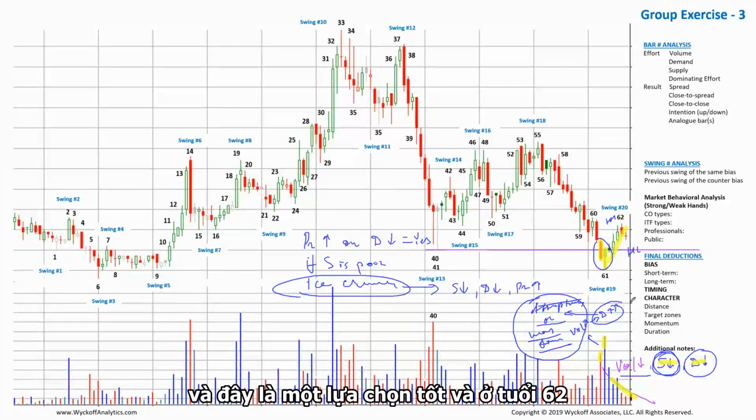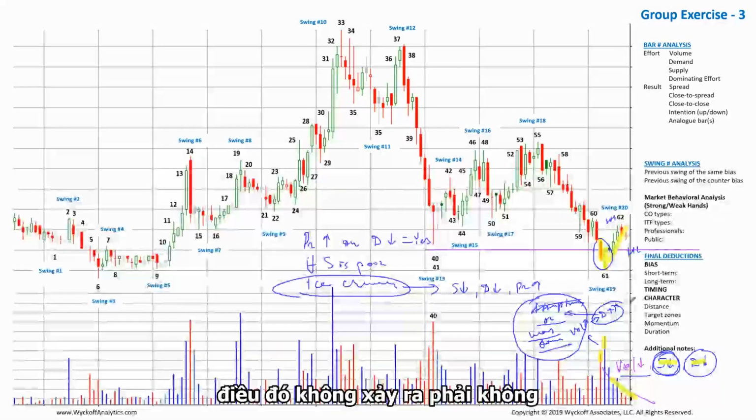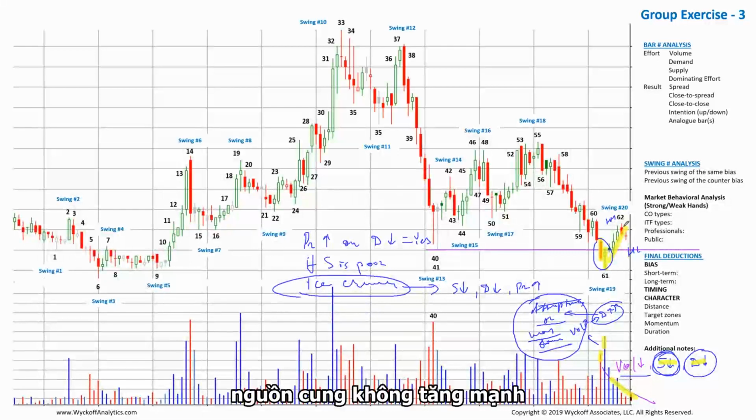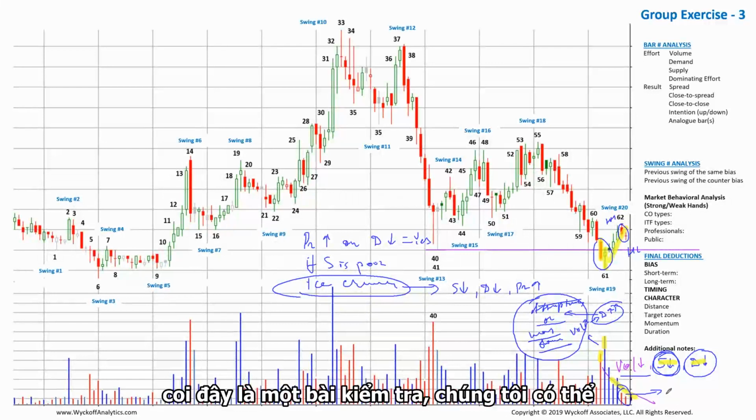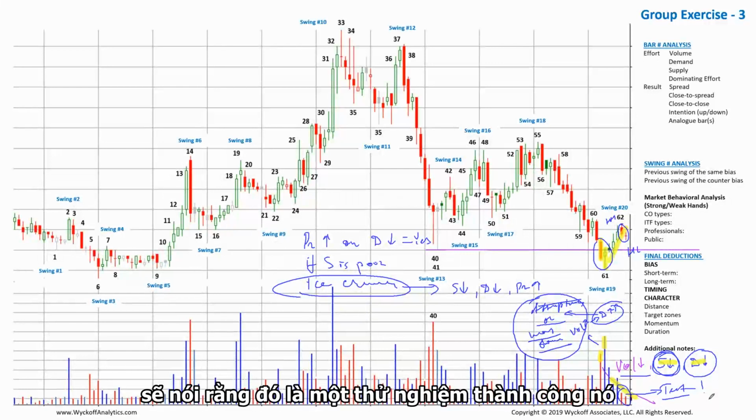And at 62, that doesn't happen, does it? The supply doesn't increase tremendously. No, there is nothing. So if we were considering this as a test, we probably would say it's a successful test. The test is happening above the support.